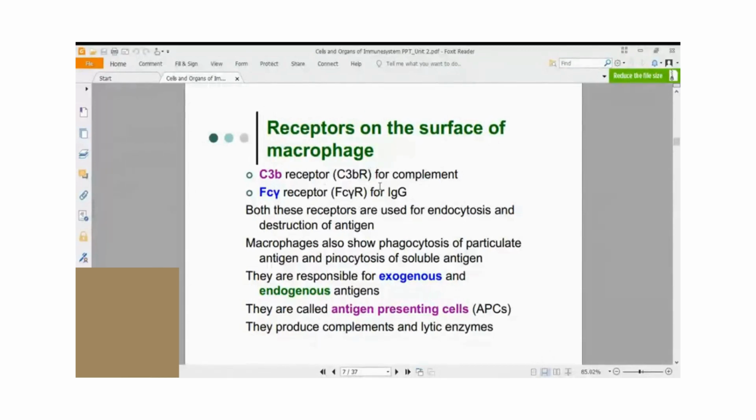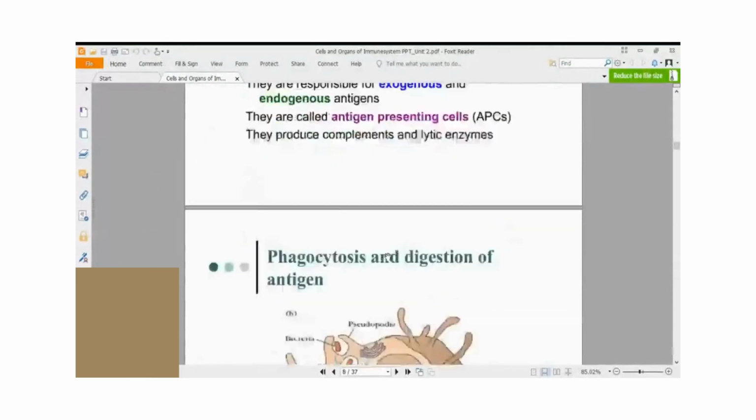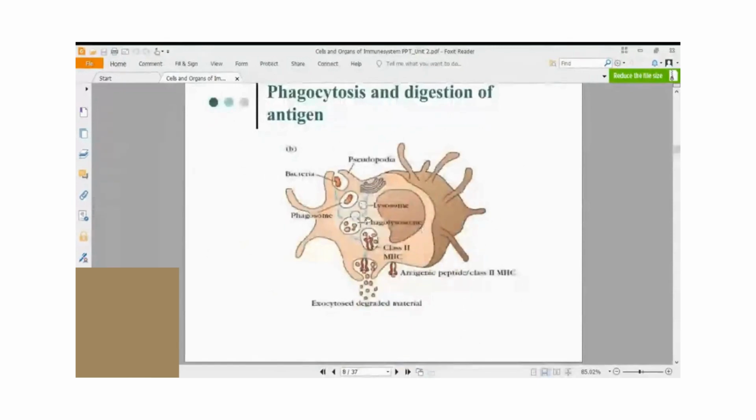Both these receptors mediate endocytosis. Then the macrophage also shows pinocytosis and phagocytosis. Phagocytosis is without receptor mediated intake, where the bacteria is taken up directly, as shown in this diagram. In the macrophage, in this diagram, you can see the bacteria is being engulfed by the macrophage using its pseudopodia, which will encircle it, and now the bacteria is enclosed in a phagosome.